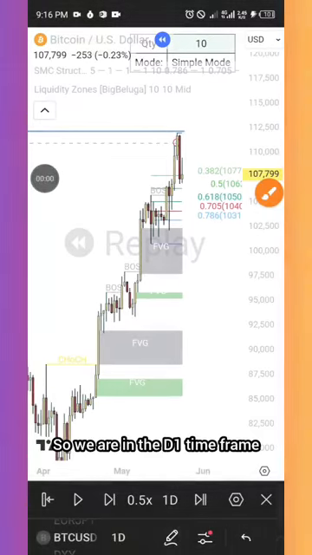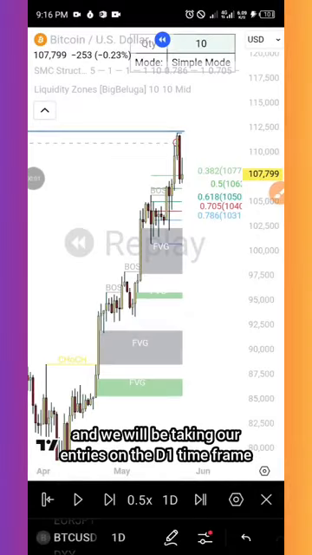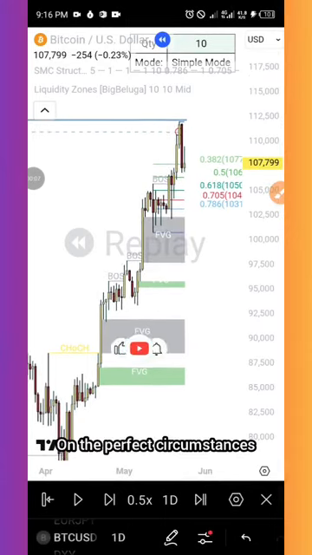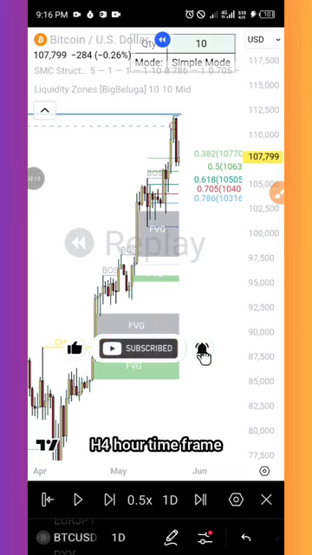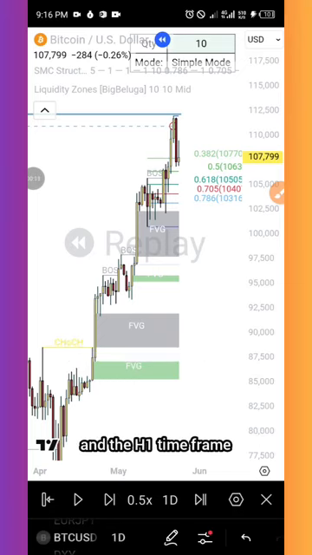and see how we can trade break of structure. We are in the D1 time frame, and we'll be taking our entries on the D1 time frame. In perfect circumstances, I would prefer you to take your entries on the 4-hour time frame and the H1 time frame.